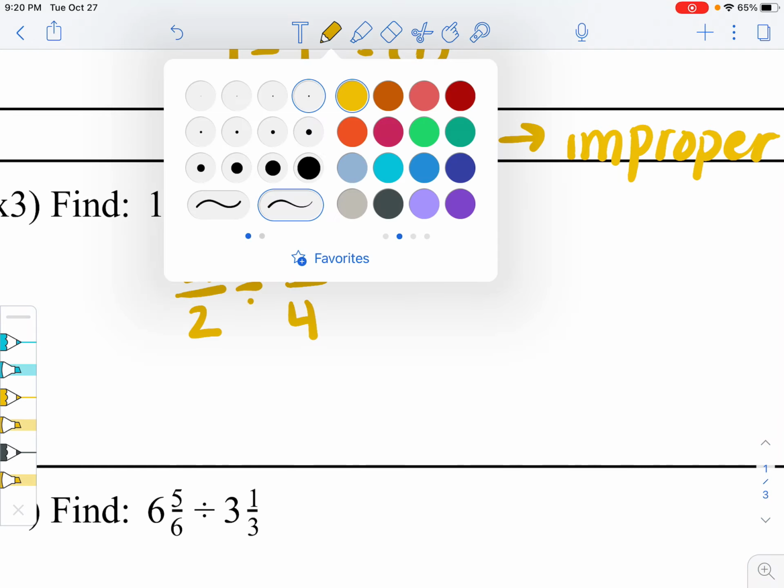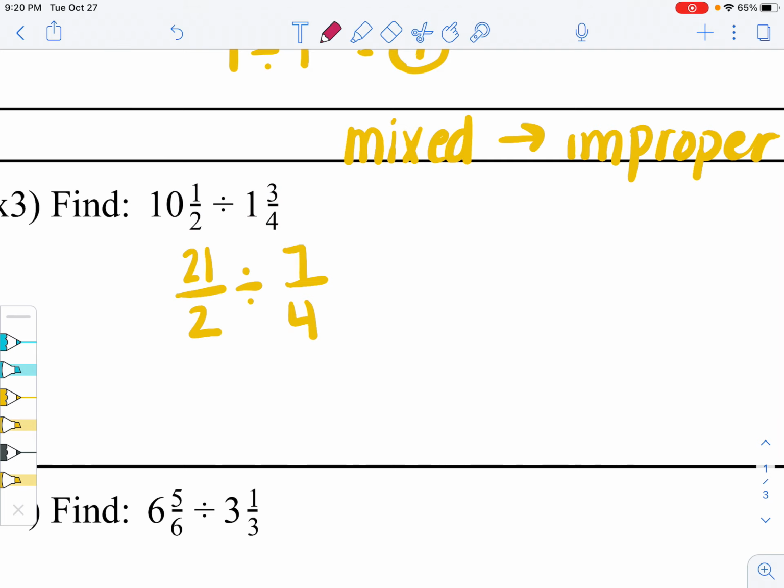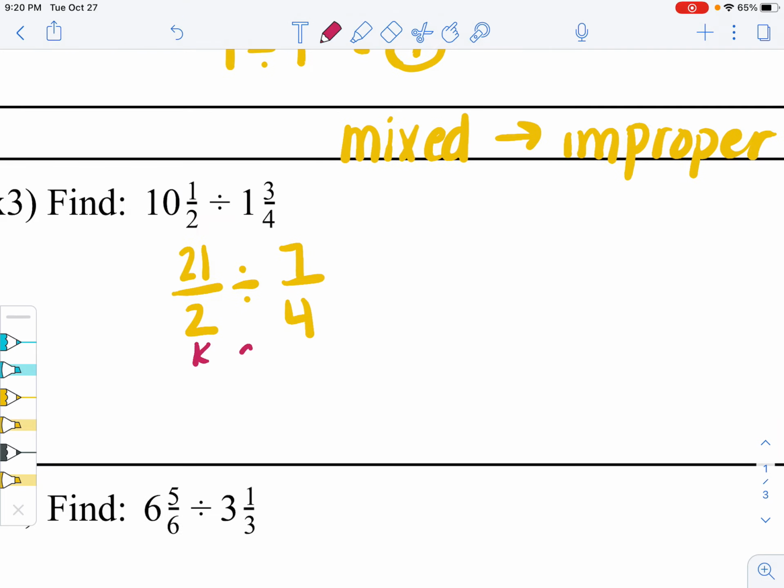Now that we have our numbers as either regular fractions or improper fractions, not mixed numbers, we can do our keep, change, flip. So we're going to keep 21 over 2. We're going to change division to multiplication. And we're going to flip to 4 over 7.